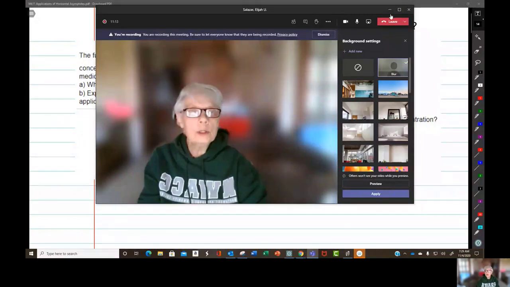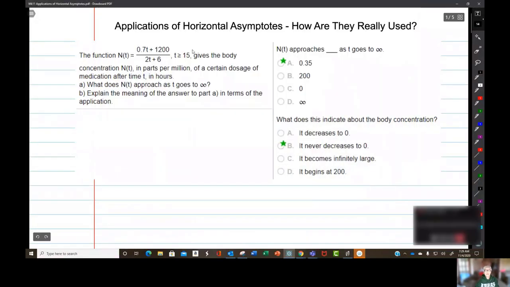Today we're going to talk about applications of horizontal asymptotes. We talked about that on Monday. We analyzed rational fractions, rational functions, which are fractions, on Monday. And I thought we would have to continue it until today, but actually we did most of it.